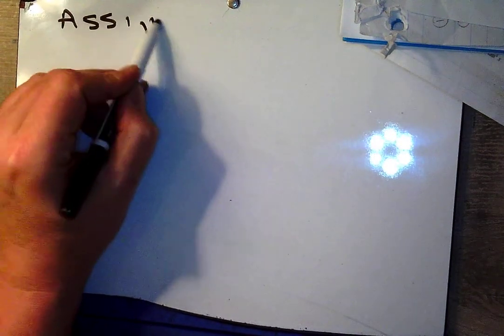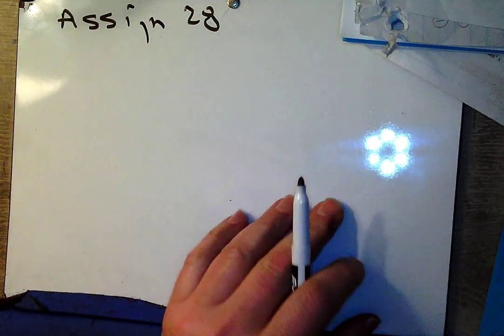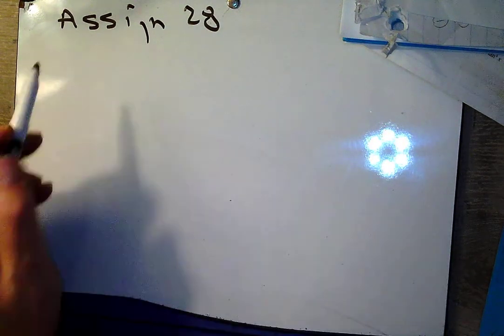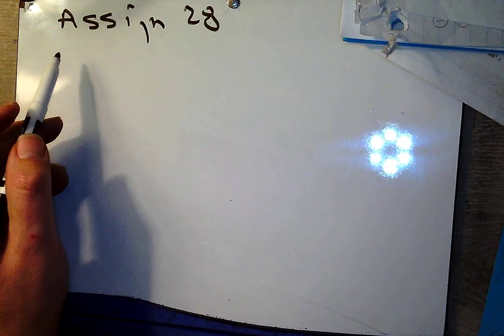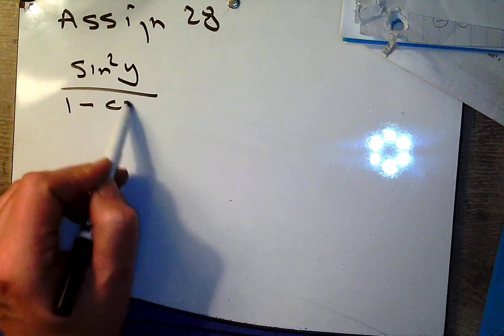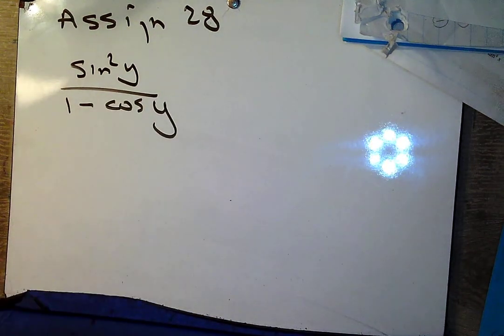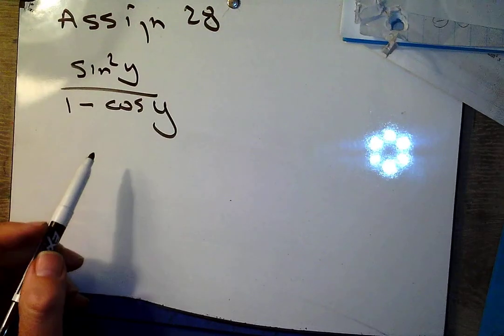Okay, so here we are. This is, what is it, the sum of 28? 28. And we're simplifying a little more. Day 2. Right. Sine squared y over 1 minus cosine y. Okay, so what do you want to do? Oh my goodness, I see another strategy.